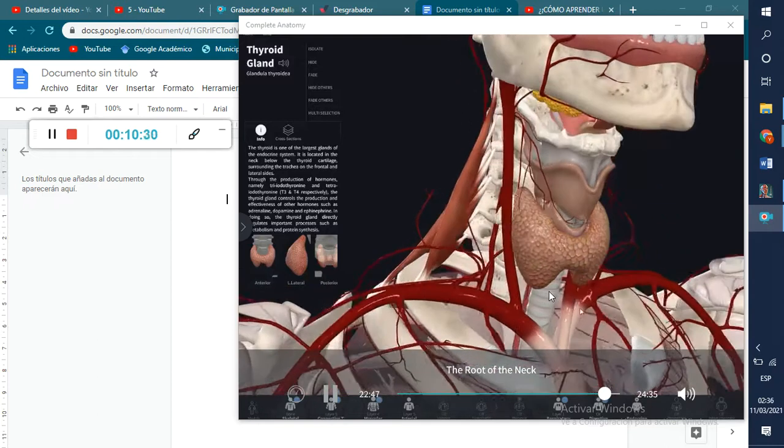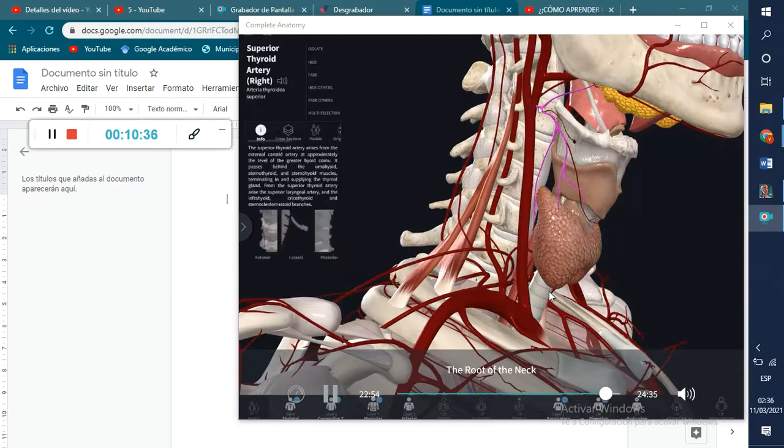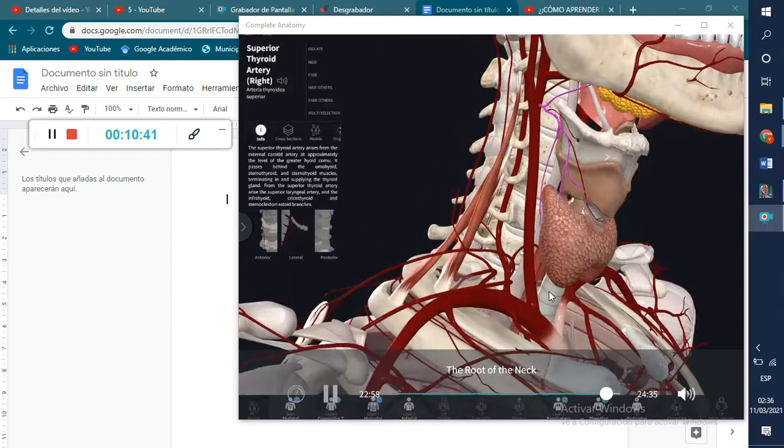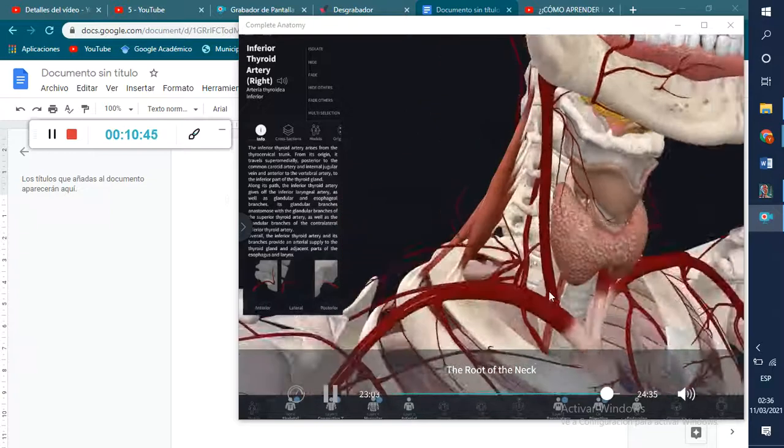The arterial supply of the thyroid gland is via primarily the superior and inferior thyroid arteries. You can see here's your superior thyroid artery coming off of the ECA or external carotid artery, and the inferior thyroid artery down here is coming from the thyrocervical trunk.